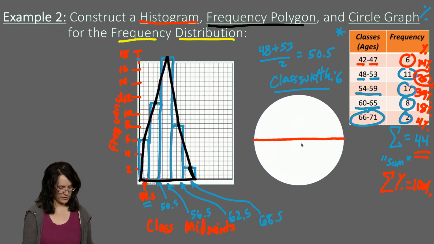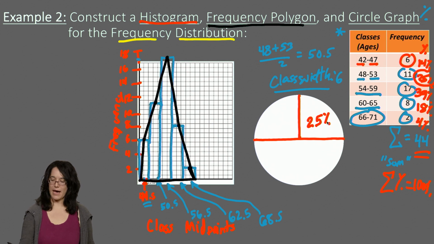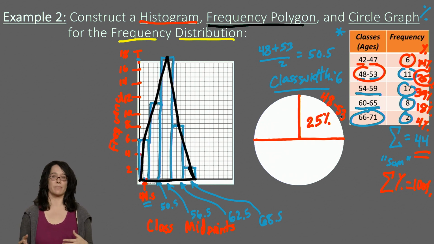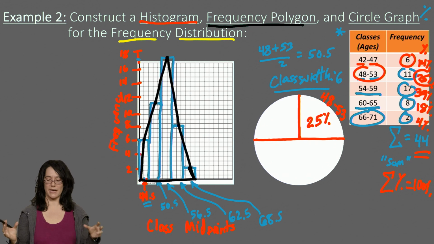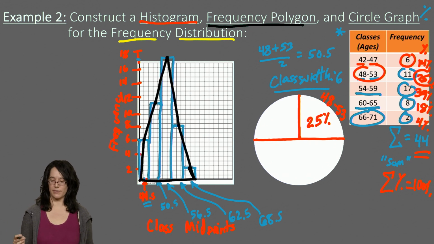And then if I wanted to, I could then maybe draw a quarter by going up here. So this could be 25%, okay? And that could represent this class, and usually you label it. This is the class 48 to 53. Now notice, unlike the previous graphs, we don't use class midpoints here. We actually label the entire class, 48 to 53.